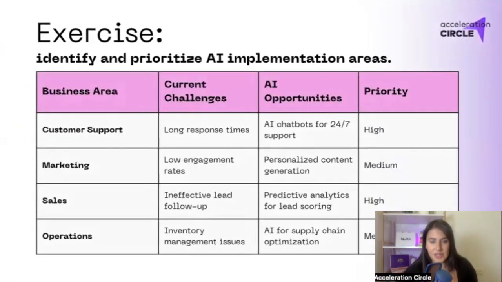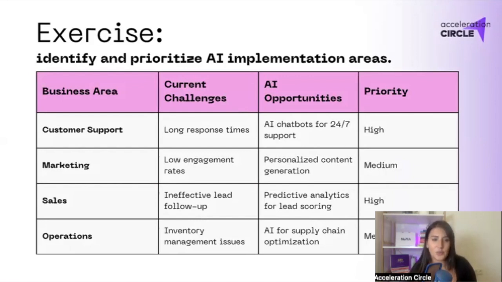So this is the exercise. I will share it with you in chat as well. And besides that, there will be another for content creation. And I will be very happy if you at least do one of them. So, for example, this is an example of how we can identify and prioritize AI implementation in different areas.